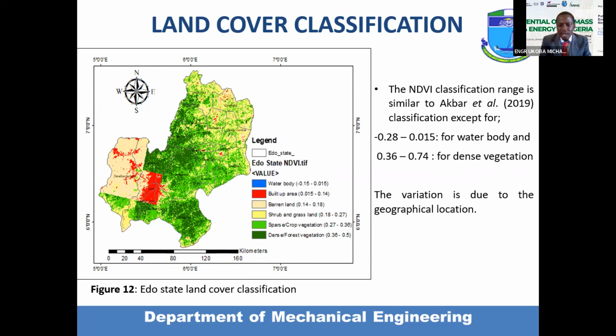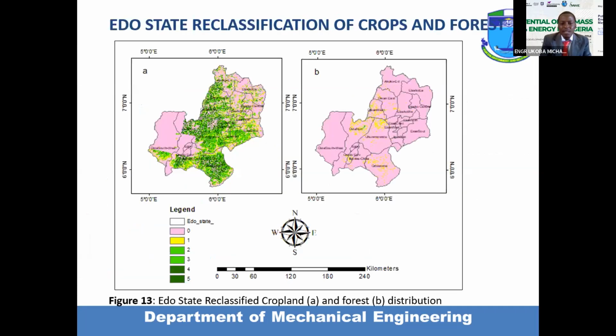And so this is not an exception for Edo State. We have variation in the initial and the final value. Now, after this has been done, the crop data was captured and kept aside, which is shown in the figure by A, while B shows the forest area.